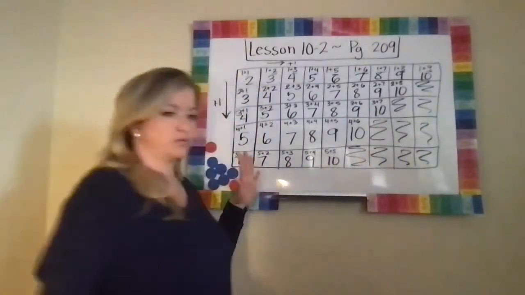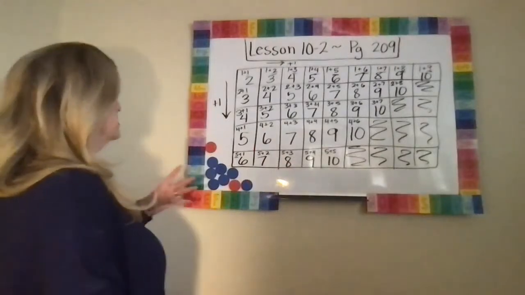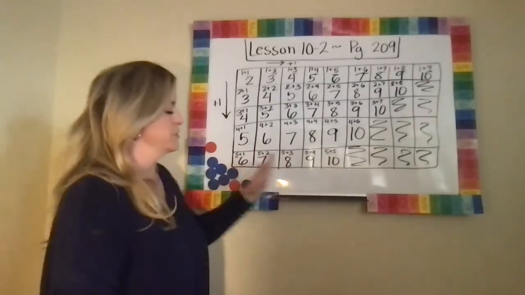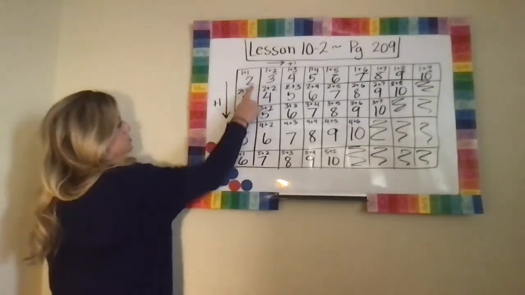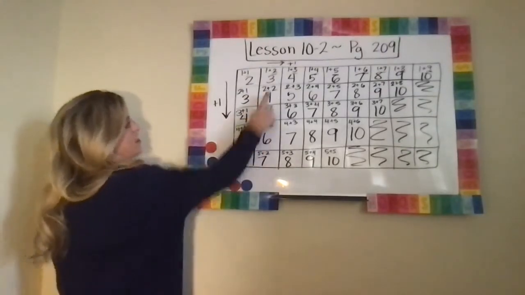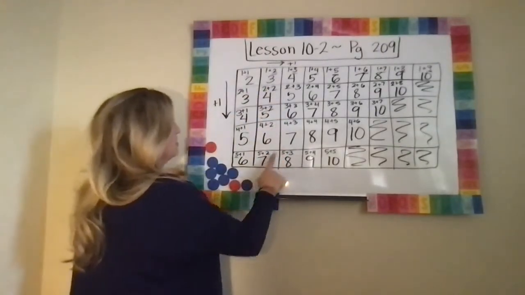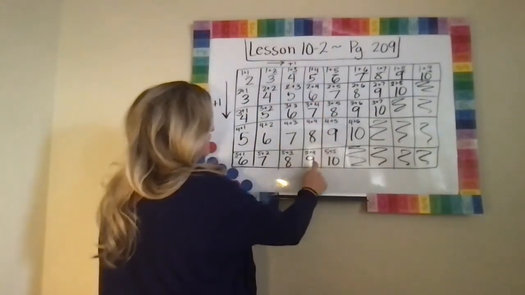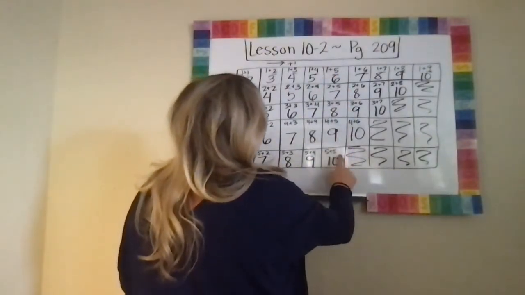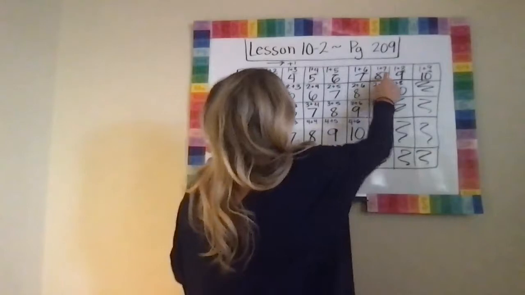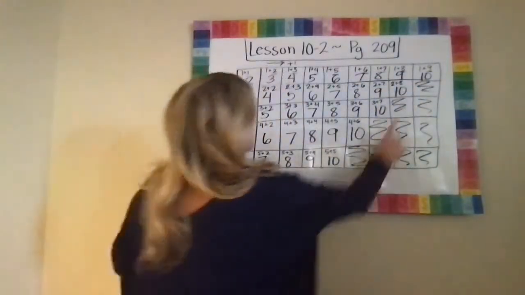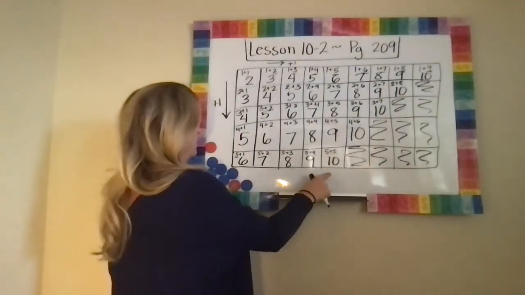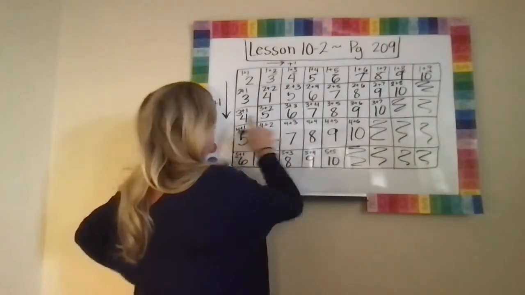So this is what your chart will look like when it's filled in. If you notice, the numbers as you go down get bigger by 1, no matter what row, no matter what column you start in. So 2, 3, 4, 5, 6, 3, 4, 5, 6, 7, 4, 5, 6, 7, 8, 5, 6, 7, 8, 9, 6, 7, 8, 9, 10, 7, 8, 9, 10, 8, 9, 10, 9, 10, and then just 10. Same thing as we go across, they're getting bigger by 1: 6, 7, 8, 9, 10, 5, 6, 7, 8, 9, 10, 4, 5.